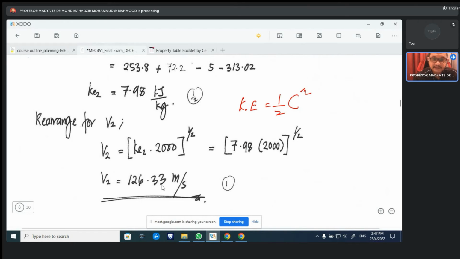Another thing, don't make it quite difficult because of the 2000. Why is it 2000, not 2? Actually, 2000 is because it wants to change the unit of kilojoule. The k in kilojoule is to be eliminated here, so that we get the unit of meter per second. That's why.